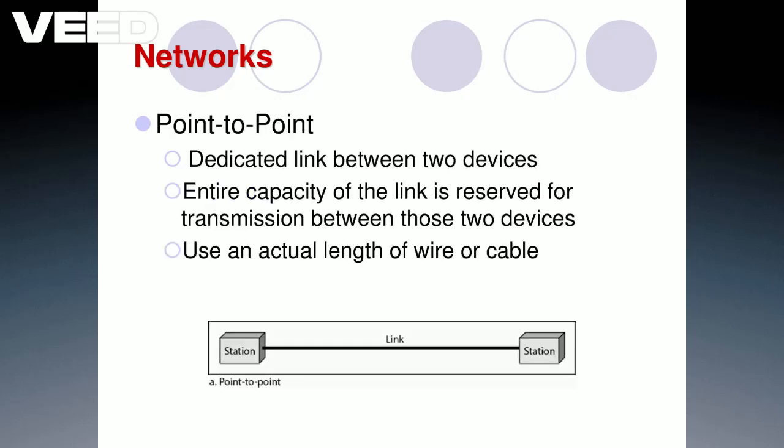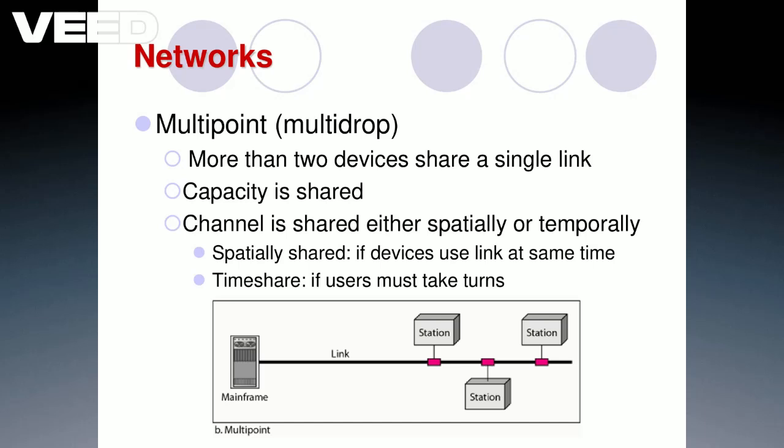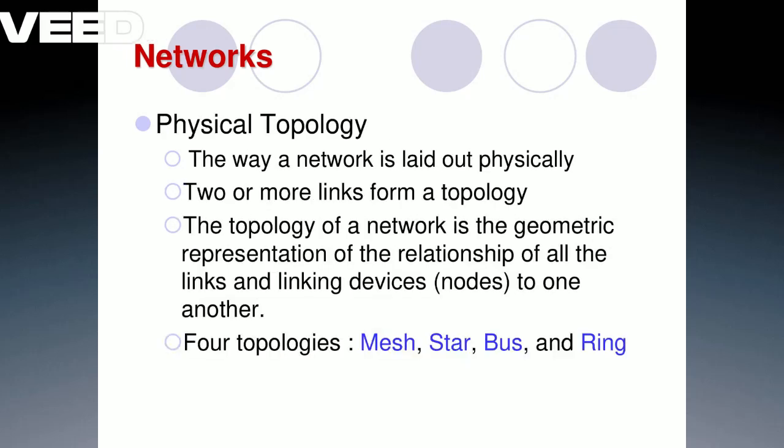Point to point means a dedicated link that is established between sender and receiver. And multi point means more than two devices on the same link. Example, bus topology. And the next one, topology. Topology means how the network is actually laid out physically, how the devices are connected physically. Here, there are four topologies: mesh, star, bus, and ring.